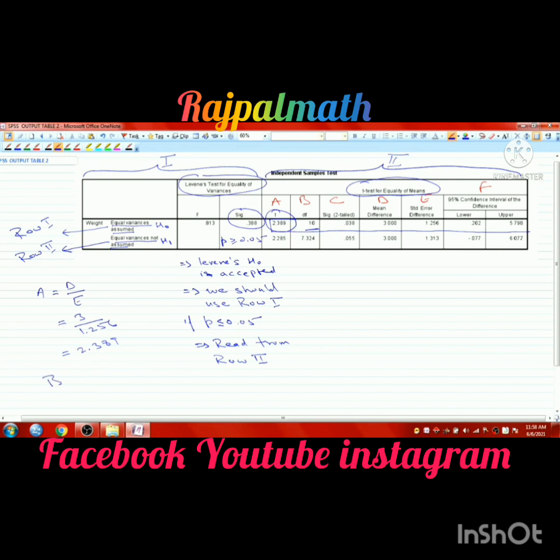B column is degrees of freedom. It is the sum total of all the observations minus 2, means N1 plus N2 minus 2. N1 is the observations of the first group, N2 is the observations of the second group, minus 2 comes out to be 10. So degrees of freedom in our question is 10.